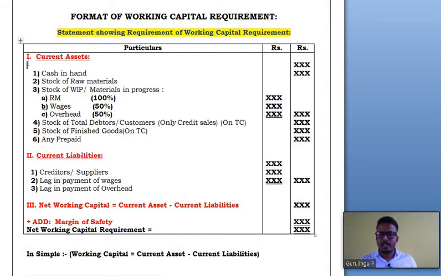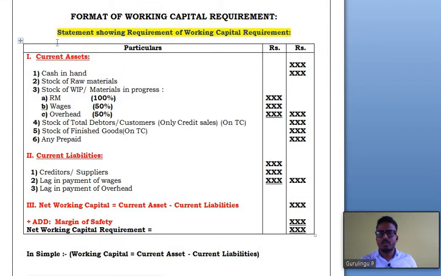Most of the time, apart from these 6 current assets, not many other current assets will appear in working capital. So the format is very simple. Under particulars, there will be 2 rupee columns, one inner and one outer. The heading will be statement showing working capital requirement. First of all, you need to take all the current assets.